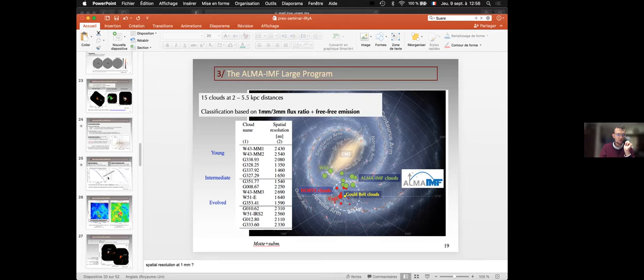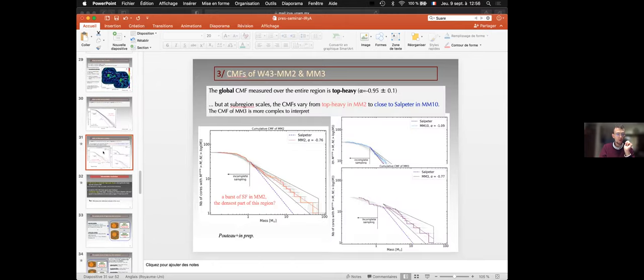So now, regarding the slopes, we still need to make tests to understand the link between the top-heavy CMF at the subregion scale, as this one here in MM2, and the variation with evolution. But as I said, I would be really surprised if all of this MM1 and MM2 cluster, especially, gave an IMF with a Salpeter slope. And I think that at least part of our clouds will not give a Salpeter distribution.